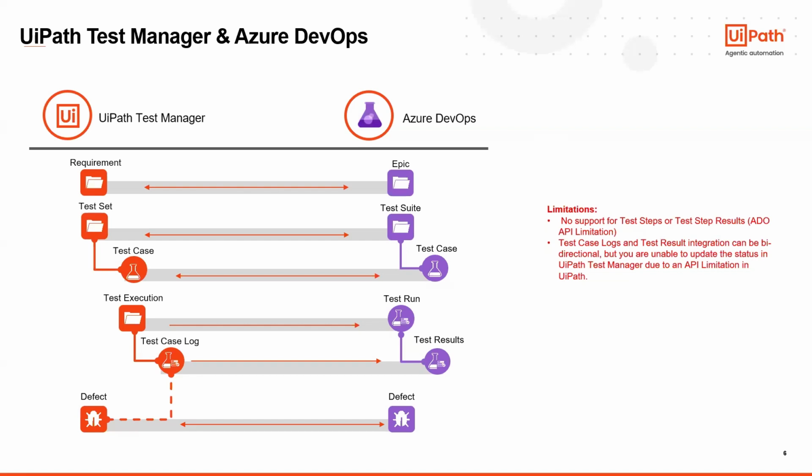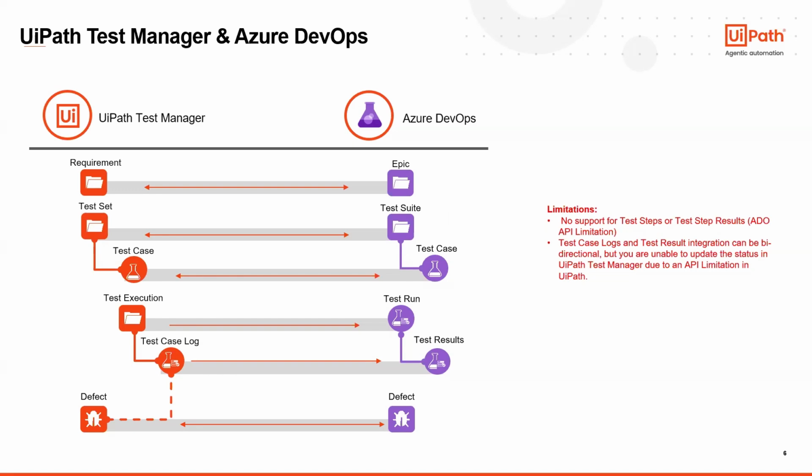Let's understand test execution integration. What is this test execution integration? If you observe this image, the test executions will render as test runs in ADO. This is one directional, meaning if I execute any test set, that will come as a test execution entry in UiPath Test Manager, and that entry will be shown in the test run in ADO.